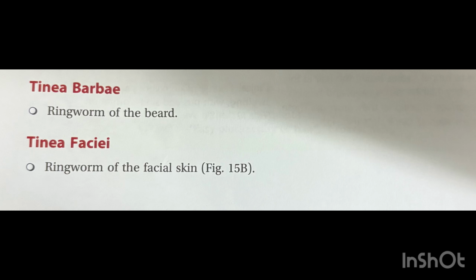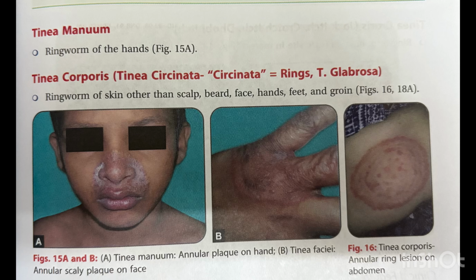Tinea barbae, ringworm of the beard. Tinea faciei, ringworm of facial skin. Tinea manuum, ringworm of the hands. Tinea corporis, tinea circinata, equal to rings. Tinea glabrosa, ringworm of skin other than scalp, beard, face, hands, feet, and groin.